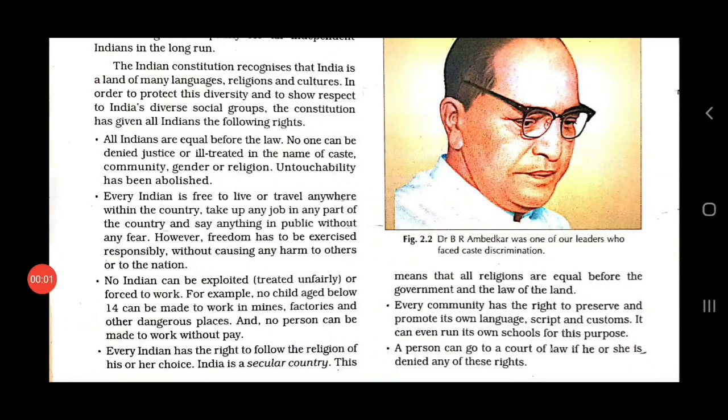Now moving towards the next point. Here they are telling that every Indian citizen is free to live wherever they want within the country. They are free to travel. They can take up any job in any part of the country they want. And one important point is they can say anything in public without any fear. No need to get scared. So we are free to express our views. We are free to speak in public.